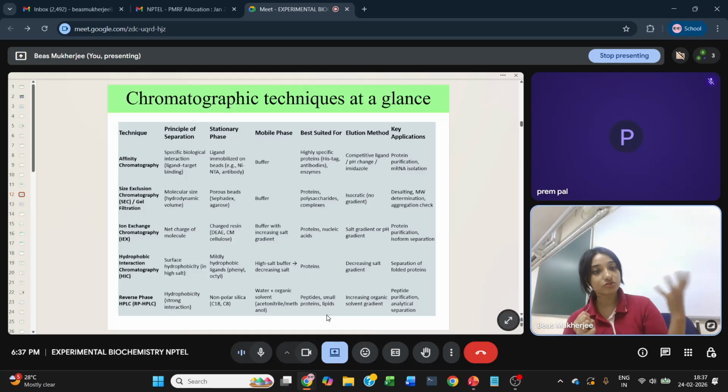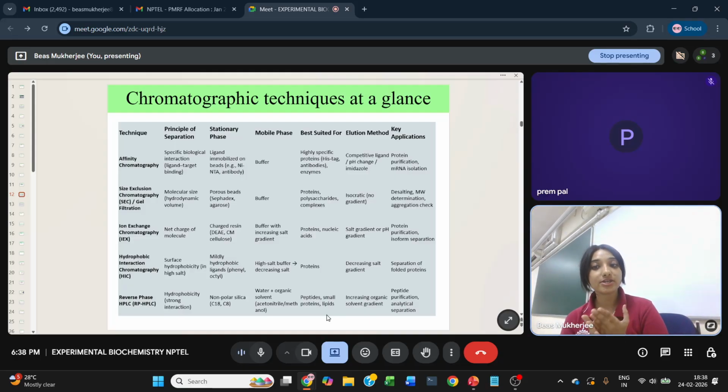Buffer with an increasing salt gradient is used, and proteins and nucleic acids are separated using ion exchange chromatography. Salt gradient or pH gradient buffers are used for elution. Okay, salt gradient means that initially it is 0 salt and then there is 1 molar salt, and these are mixed such that this gradually increases and goes to 1 molar salt. Protein purification and isoform separation is done using this.